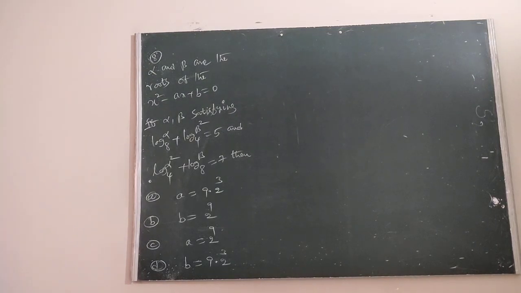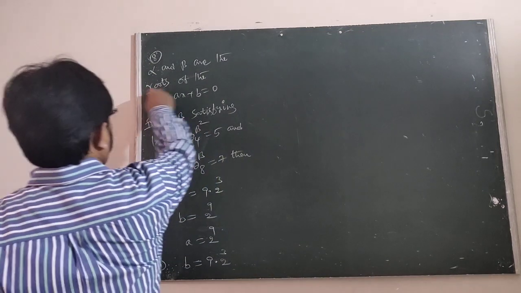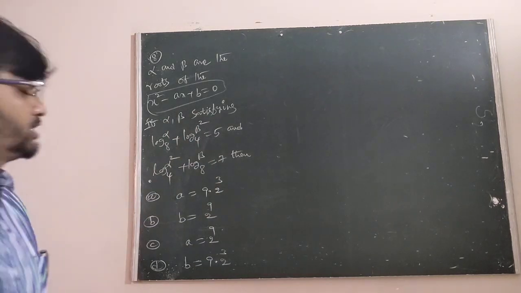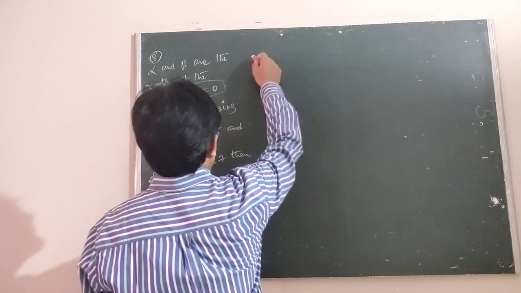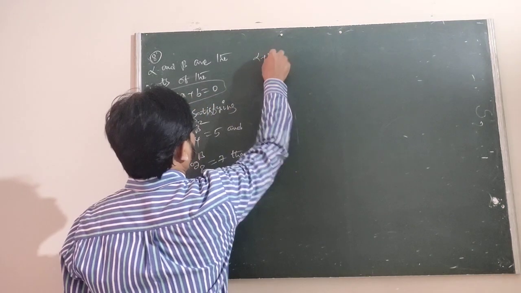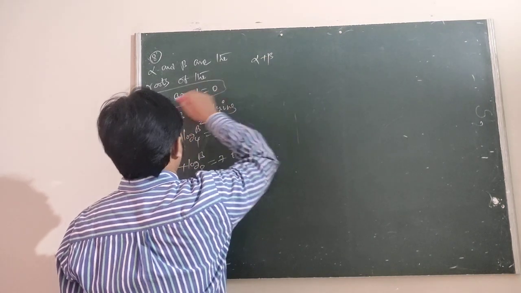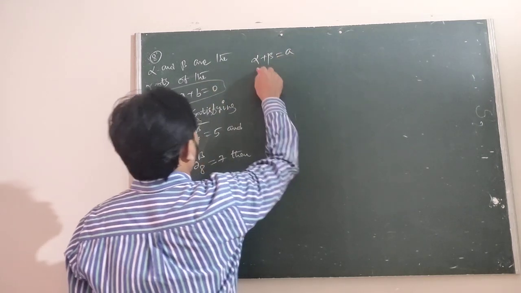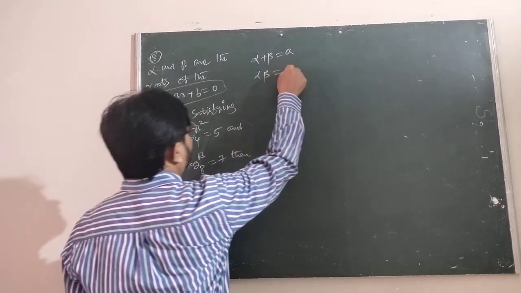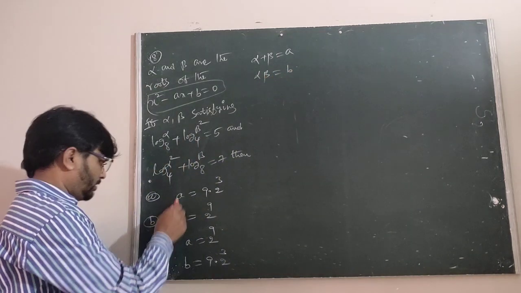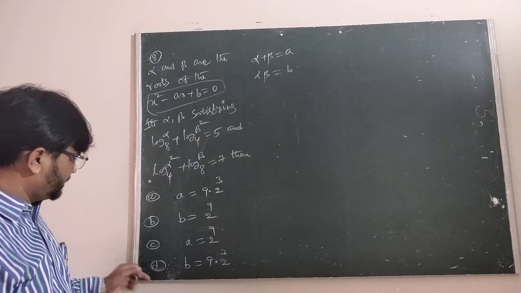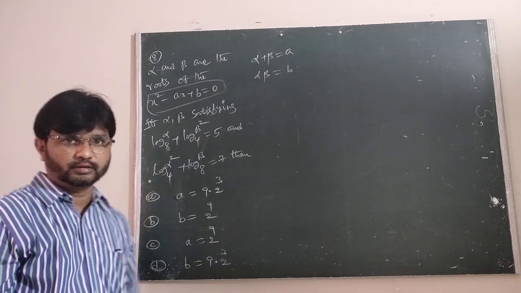Now here alpha, beta are the roots of the equation x square minus ax plus b. For the given equation x square minus ax plus b, the sum of the roots alpha plus beta is a, and the product of the roots alpha into beta is b. Now we have to find the values of a, b. Options a, b, c, d are given for the values of a and b.